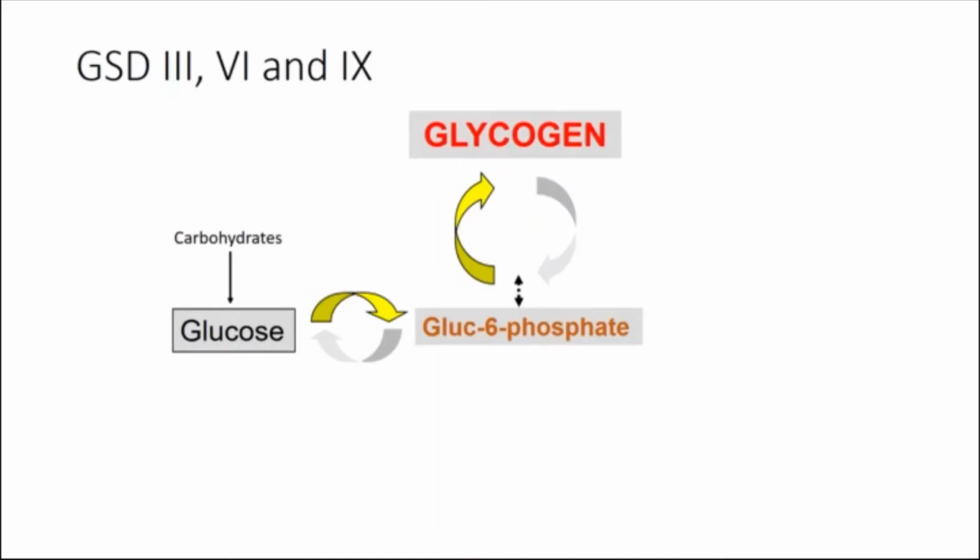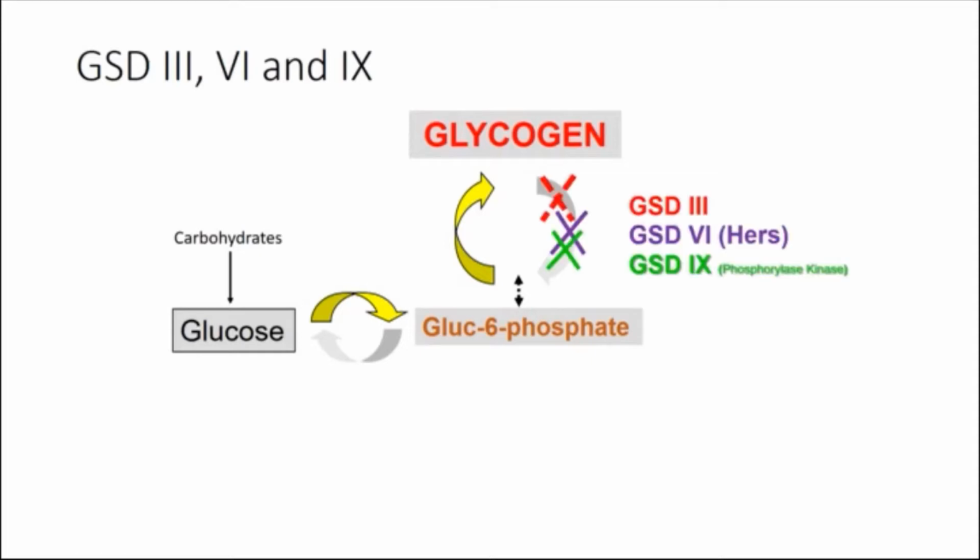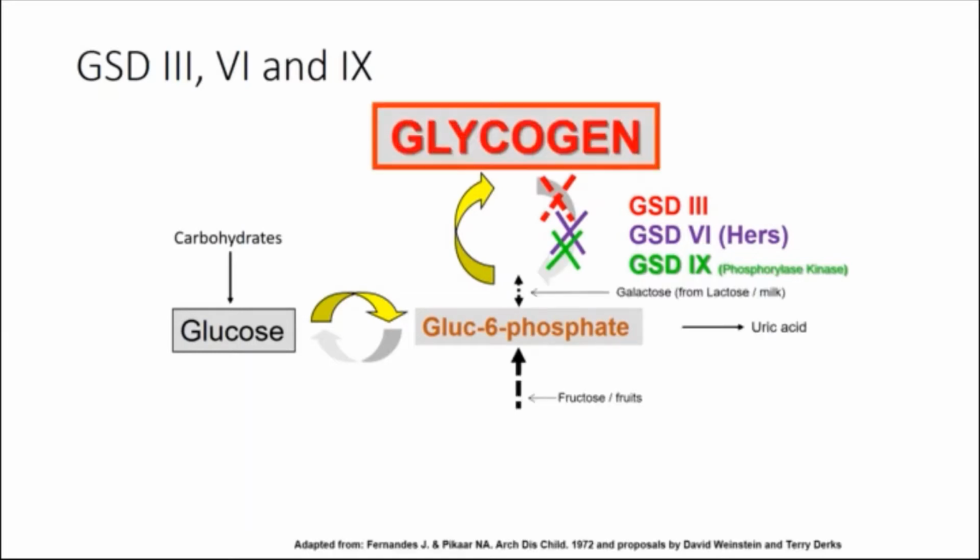Okay, we'll start with type 3, 6, and 9. What goes wrong here? The buildup of glycogen is just as it is supposed to be. But the breakdown of glycogen doesn't work. So you start to store glycogen, your liver is getting bigger and bigger, and your blood sugar continues to fall, if not, and we are going to talk about that in a few moments.